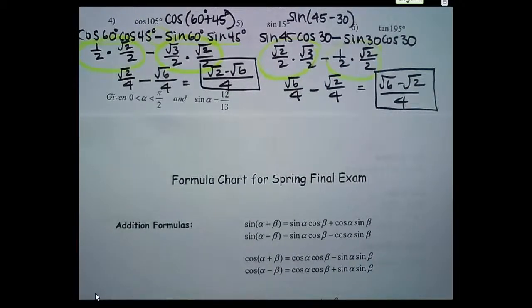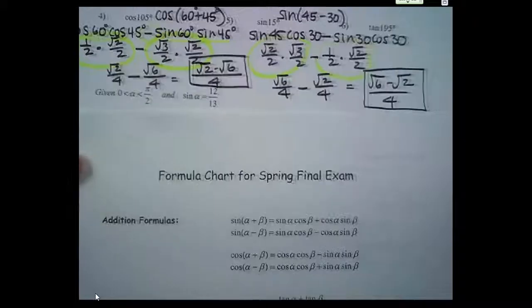Okay, the next one says tangent of 195. I'm out of room on here, so let me write it here. Tangent of 195. The answer was kind of complicated. The answer was negative 1 plus root 3 over 1 minus root 3. Keep going 2 times. Did you do it right?